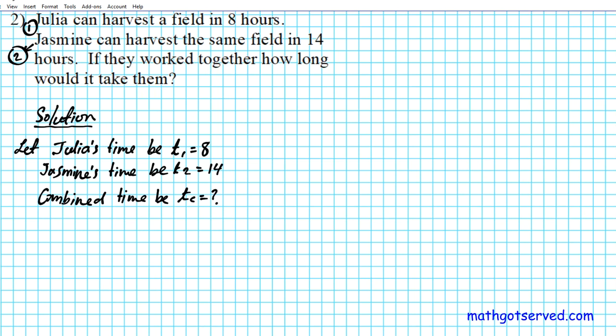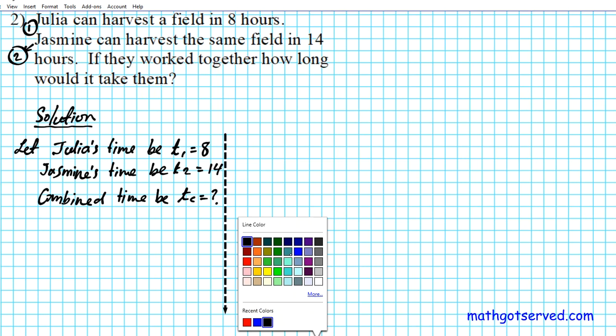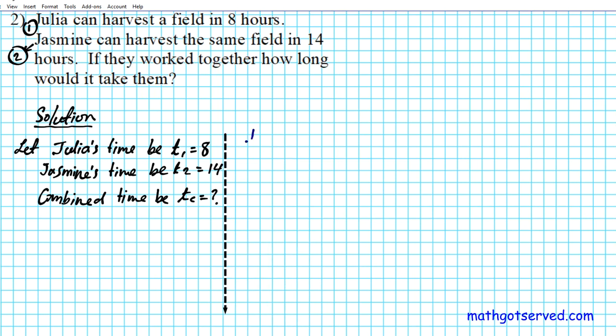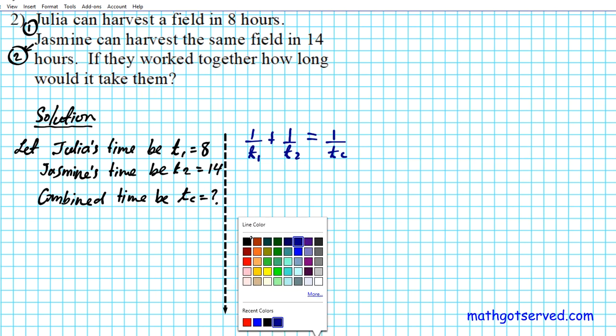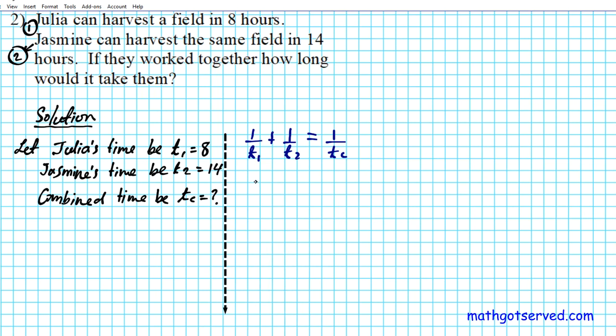Okay? So let's go ahead and write down the formula, and then we're going to plug in our knowns and unknowns and solve algebraically. Alright, the formula is 1 over T1 plus 1 over T2 equals 1 over T combined. So let's substitute. If we substitute, we are going to have 1 over T1, which is 1 over 8, plus 1 over T2, which is 1 over 14, equals 1 over the combined time.